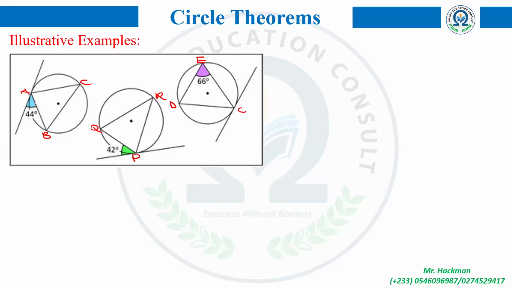That will be in the alternate segment. So let's look at the first one. You can see that I'm considering this chord AB and the tangent here. The angle is formed between the chord and the tangent. So which angle will be equal in size to this? Equal in size, meaning the angle in the alternate segment. Adama, do you want to take it so that I can clap for you?